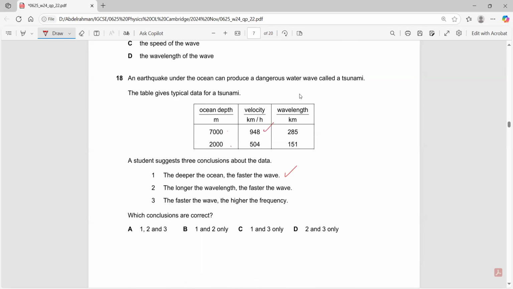The longer the wavelength, the faster the wave. Yes, this is correct. The faster the wave, the higher the frequency. No, it does not have to do with that. Okay, so it would be wrong.